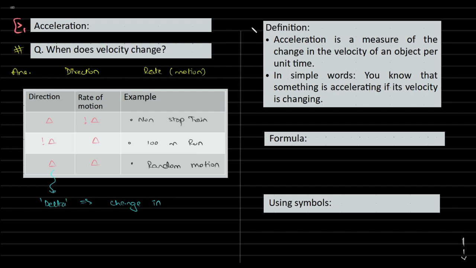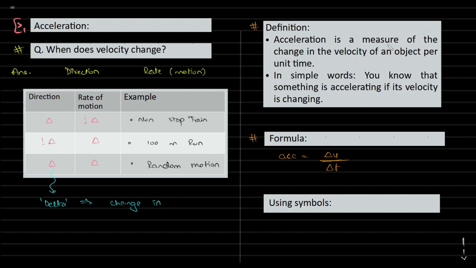Okay, now let's define acceleration. Acceleration is a measure of the change in velocity of an object per unit time. Let me explain the formula first, then you will get to understand what it means. So acceleration is to do with change in velocity, but yes, the factor of time also has to be taken into account because we have different amounts of acceleration. There is a small acceleration, there is big acceleration, so the amount of acceleration can change. So we measure with respect to time.